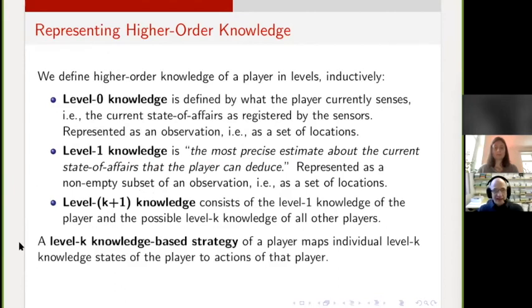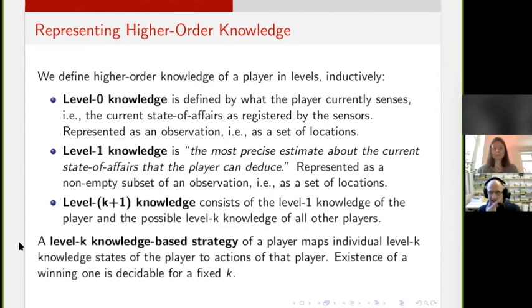So then a level K knowledge-based strategy of a player would be a mapping to actions. For each potential level K knowledge state of mine, what should I do? Every possible level K knowledge state of mine should uniquely determine what I should do under this knowledge. This is what I call the knowledge-based strategy, the level K knowledge strategy.